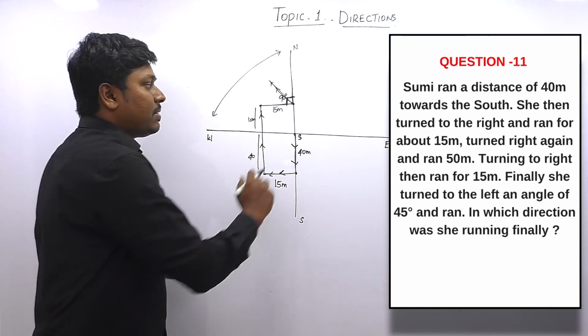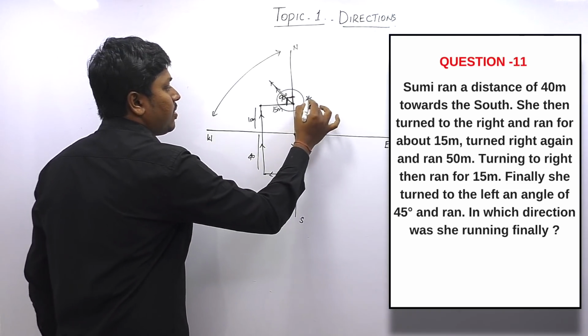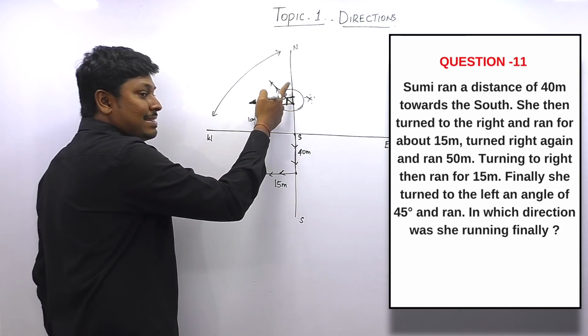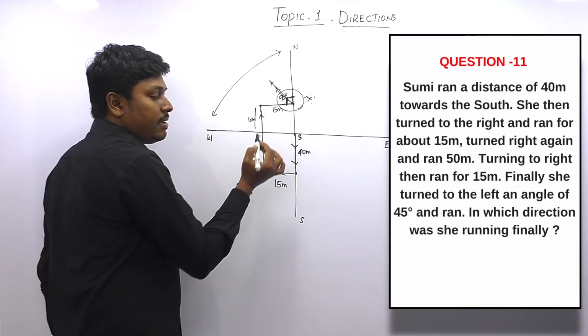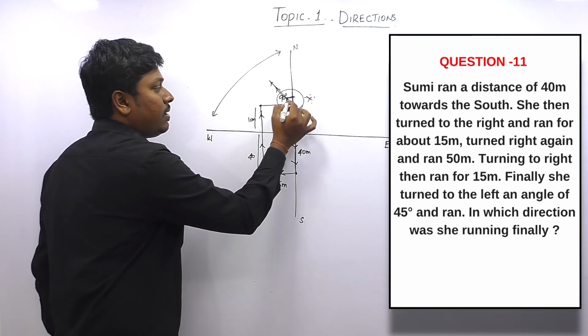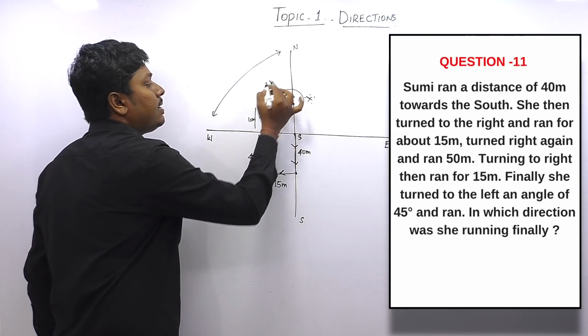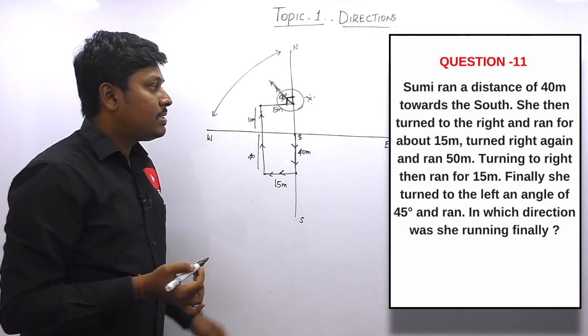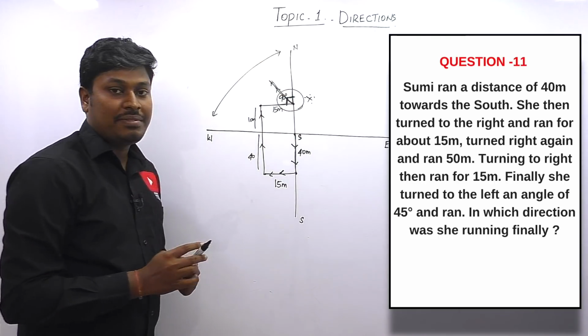Very interesting. So remember that this area is most important, right? After reaching this point, if she turns exactly left, then this will be 90 degrees. But the question says she is turning left at an angle of 45 degrees. So we can say of this angle 90, it will be 45. So now she is running in the direction of northwest. So the answer for this question is northwest.